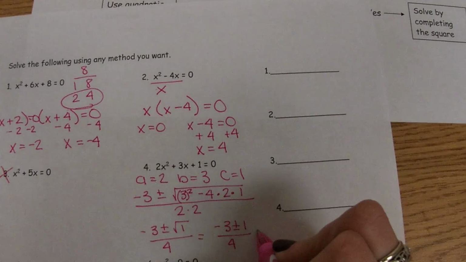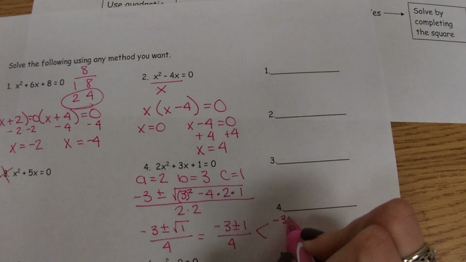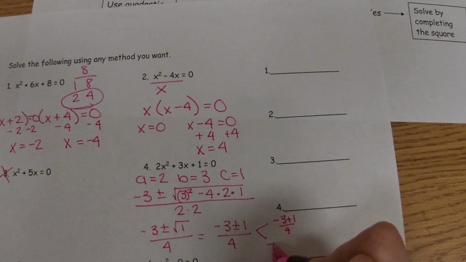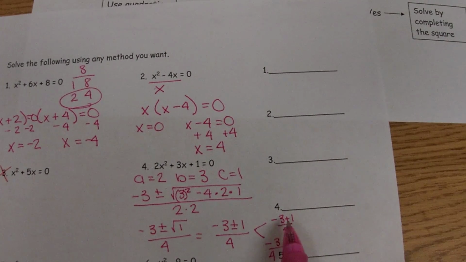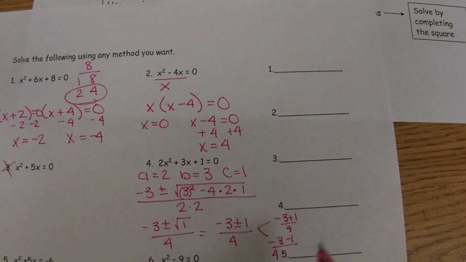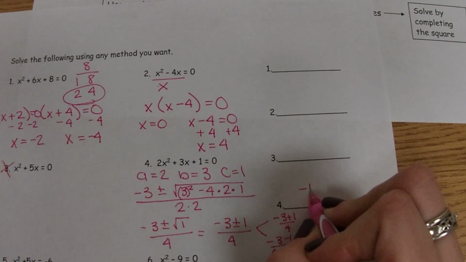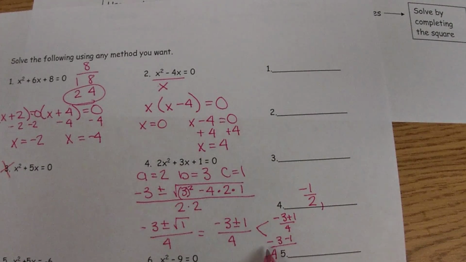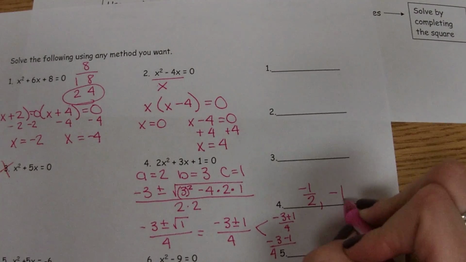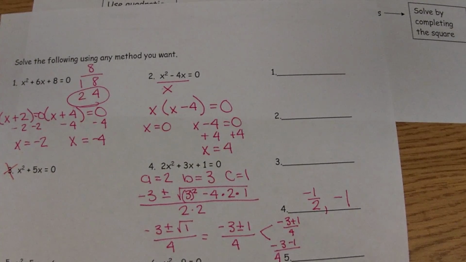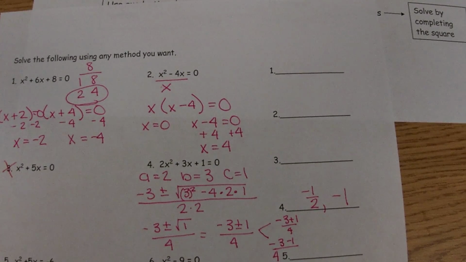So that means we need to calculate both options. We're going to do -3 plus 1 over 4 and -3 minus 1 over 4. Okay, so -3 plus 1 will give us -2 over 4, or -1/2. And -3 minus 1 is -4, and -4 divided by 4 is -1. So we'll get answers of -1/2 and -1.